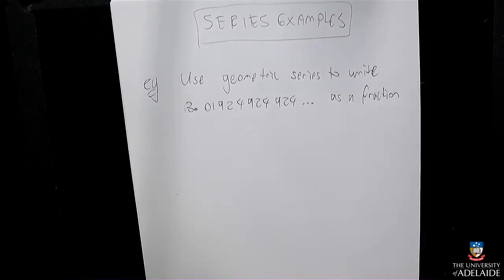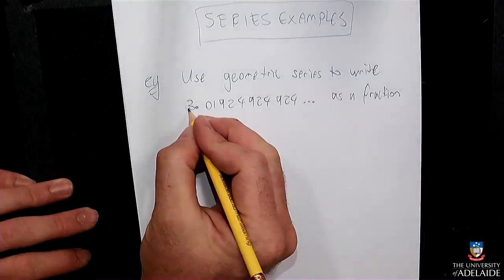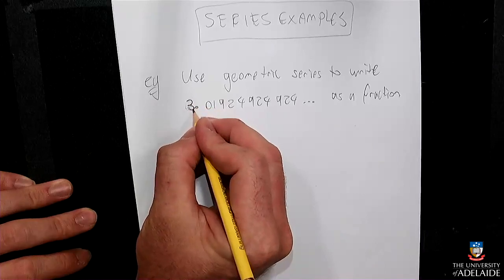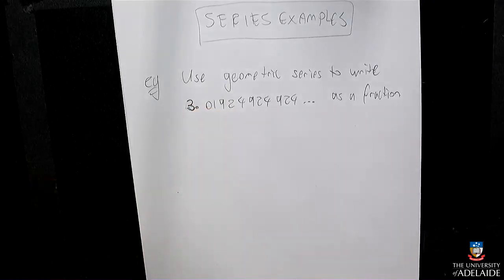Okay? There are methods that you can look up online, or that I can show you, that write a repeating decimal as a fraction without using geometric series, but we've been asked specifically to use geometric series to do it, so I'm going to use that. But both of the methods require us to think about this a certain way.